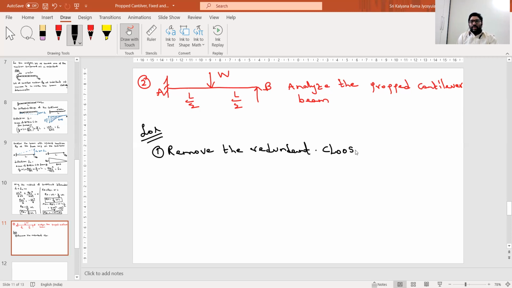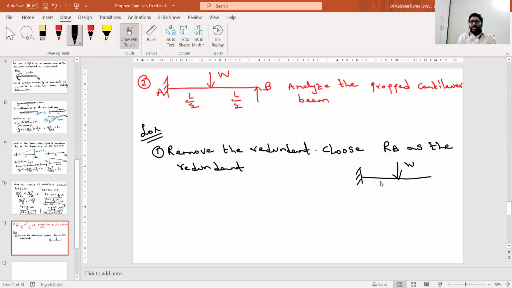Choose RB as the redundant force, and we have to remove it. RB as the redundant, or we can simply say the support B as redundant. So this beam will be divided into two parts.